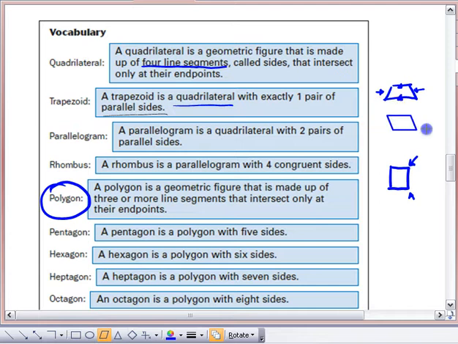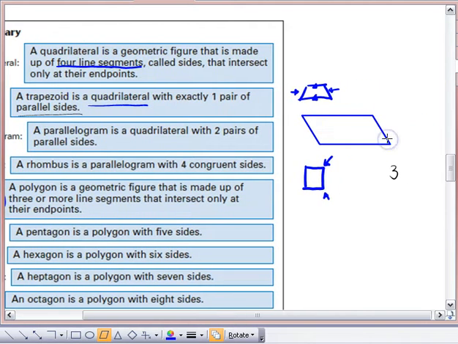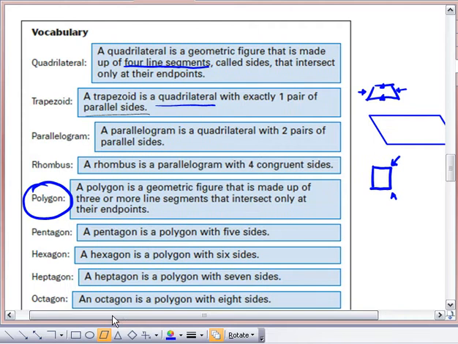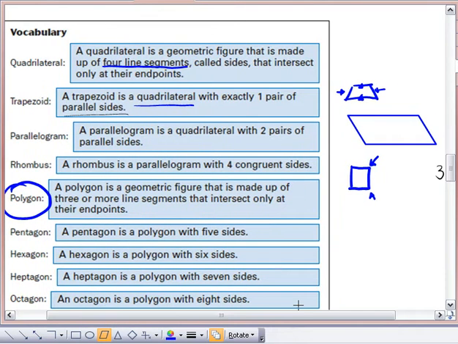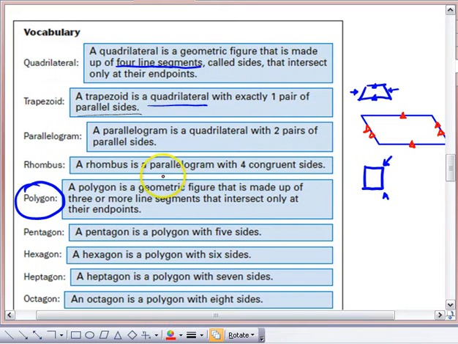Now, a parallelogram actually has two sets of parallel sides. So, if I was to show this one, this side is parallel to this side, and then this side is parallel to this side. And I show this with the little arrows showing which sides are parallel. A rhombus here is a special kind of parallelogram.